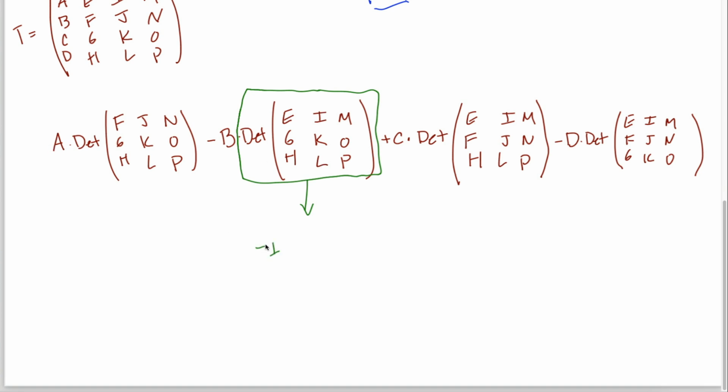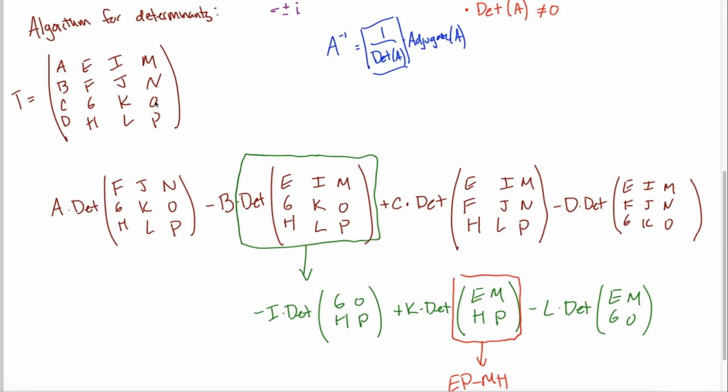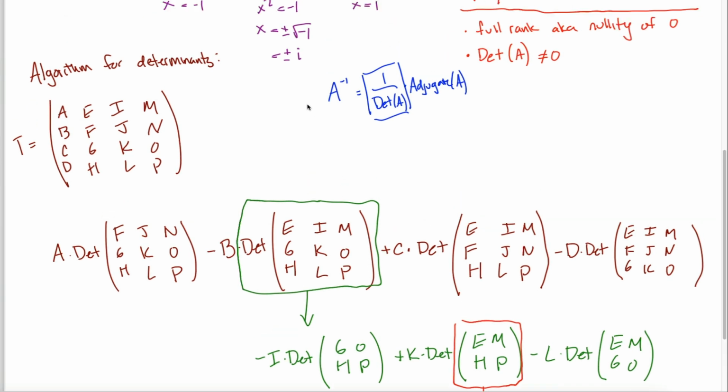So I'd get negative I times the determinant of the 2 by 2 matrix that I'd get if I ignored all the entries in I's row and column, GHOP, plus K times the determinant of EHMP, minus L times the determinant of EGMO. Since we know that the determinant of 2 by 2 matrices is just the difference in the products of their diagonals, so in this case EP minus MH, in theory we could apply this algorithm to figure out the determinant for a 4 by 4 matrix. You might argue that that would take you forever, and I'd agree.